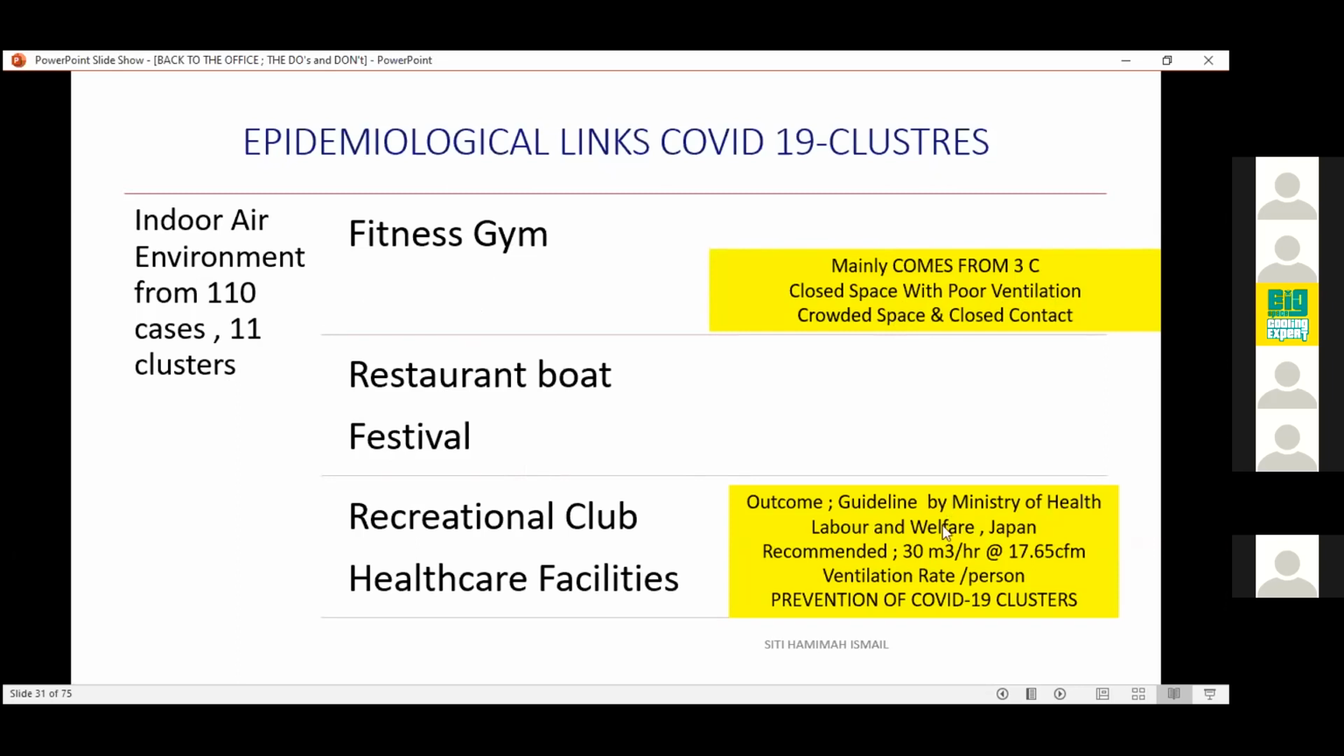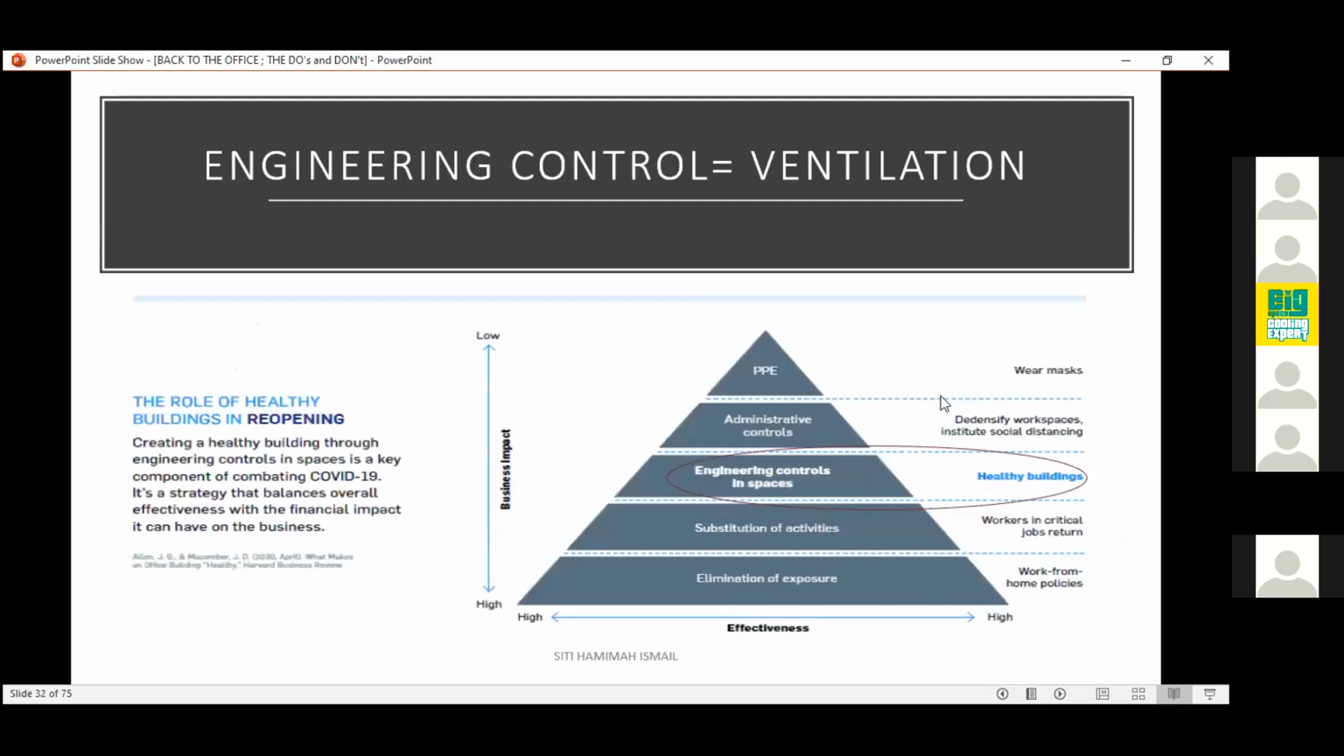Kalau you tengok dekat sini, these cases memang link one to another. That's why Japan punya study bila dia tengok this particular cases, sebab daripada 110 tu dia involve 11 cluster. So dia punya recommendation, dia kata untuk ventilation rate you kena comply 17.65 CFM per person untuk prevent the COVID punya clusters. So yang ini untuk you punya ventilation, dia fall under which category?